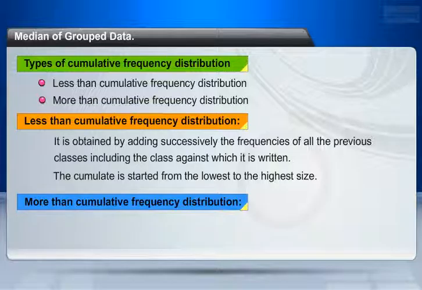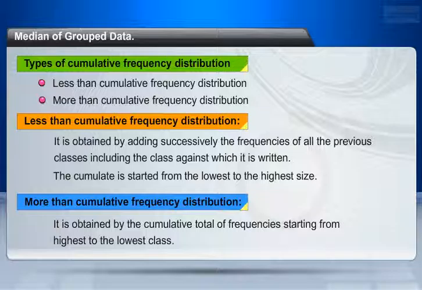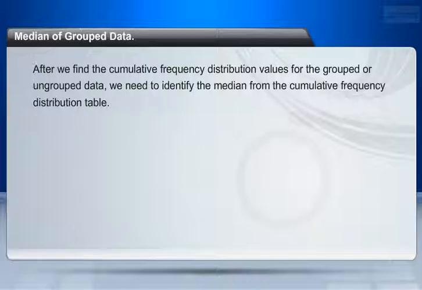More than cumulative frequency distribution. It is obtained by the cumulative total of frequencies starting from the highest to the lowest class. After we find the cumulative frequency distribution values for the grouped or ungrouped data, we need to identify the median from the cumulative frequency distribution table.